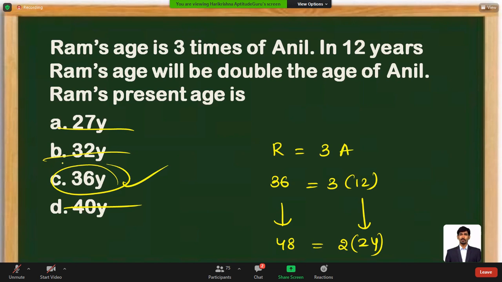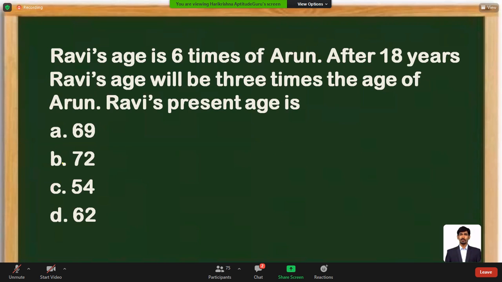So you can use the options, or otherwise you can frame an equation and proceed. Let's take one more question to get more clarity. I'm looking for your responses. Look at the question. Tell me the answer for the question.